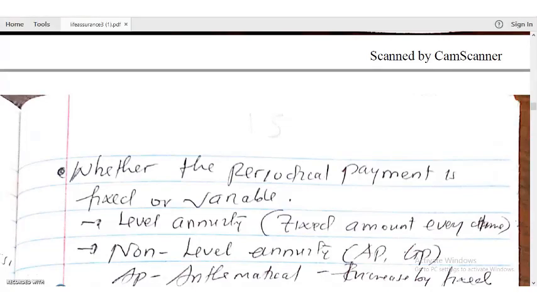Another thing is whether the periodical payment is fixed or variable. Yale malipo ni fixed or variable. So we have level annuity and non-level annuity.